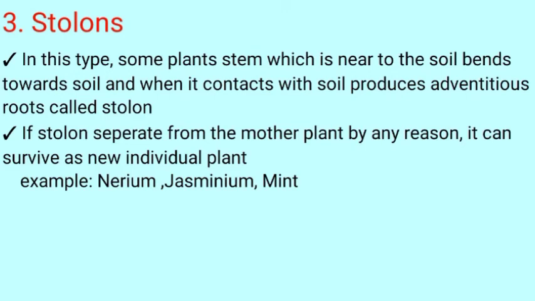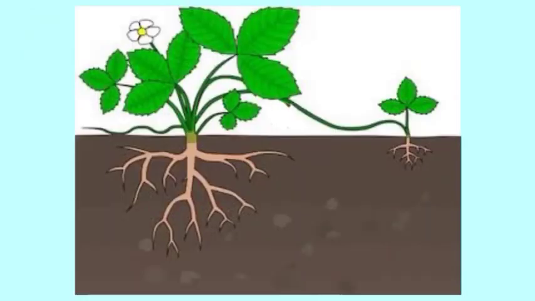Here you have to know a stolon is the lateral branch of a plant which is near to the soil, and when it bends and contacts the soil, it produces adventitious roots. Let's see the diagrammatic representation of a stolon. See here, the lateral branch of the plant which is near to the soil bends and contacts the soil or underground and produces adventitious roots and forms leaves on the upper surface, which is called a stolon, which helps in vegetative reproduction or vegetative propagation.